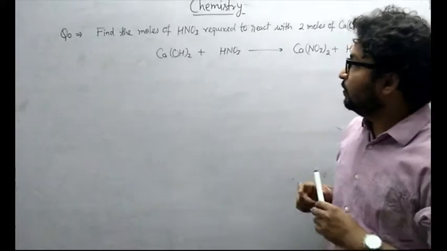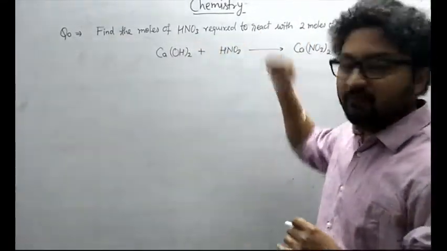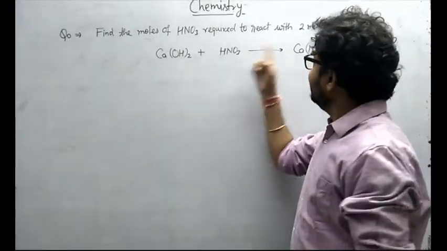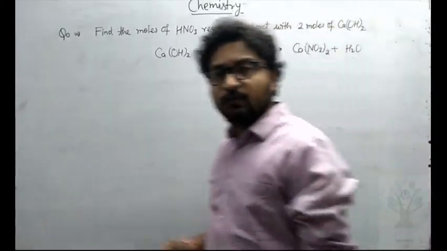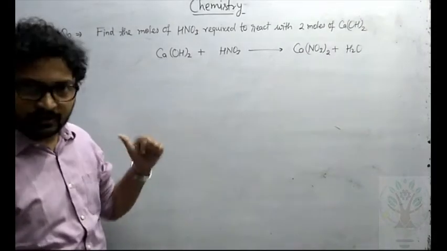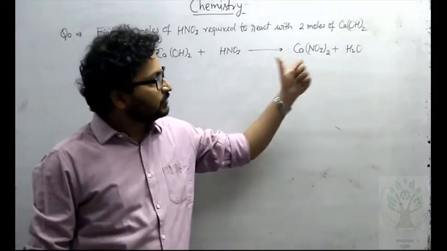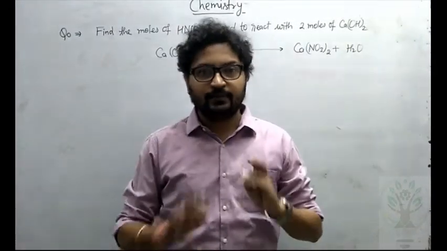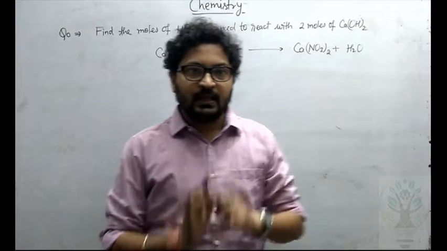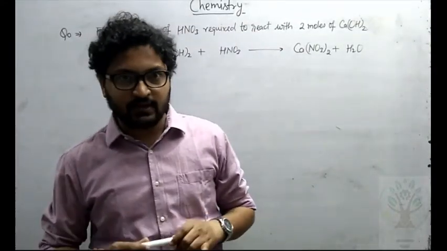Okay. So here, the question is saying, find the moles of HNO3 required to react with 2 moles of Ca(OH)2. And they have given you the reaction as well. Ca(OH)2 plus HNO3 gives us Ca(NO3)2 plus water. Question is clear? Good. Now, what will be the first step for this reaction?